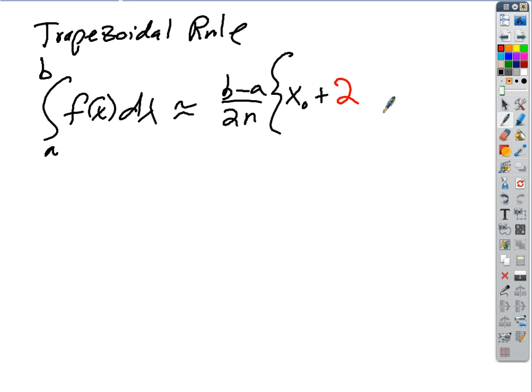Okay? Now what do you notice about that? And let's remind ourselves, what do all these things mean? x sub 0, x sub 1, x sub 2. All that means is this. x sub i is just a plus i delta x.